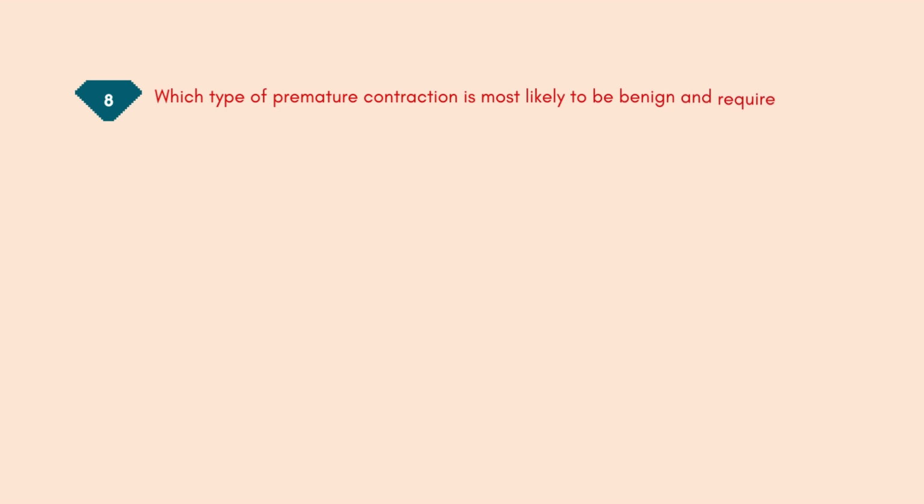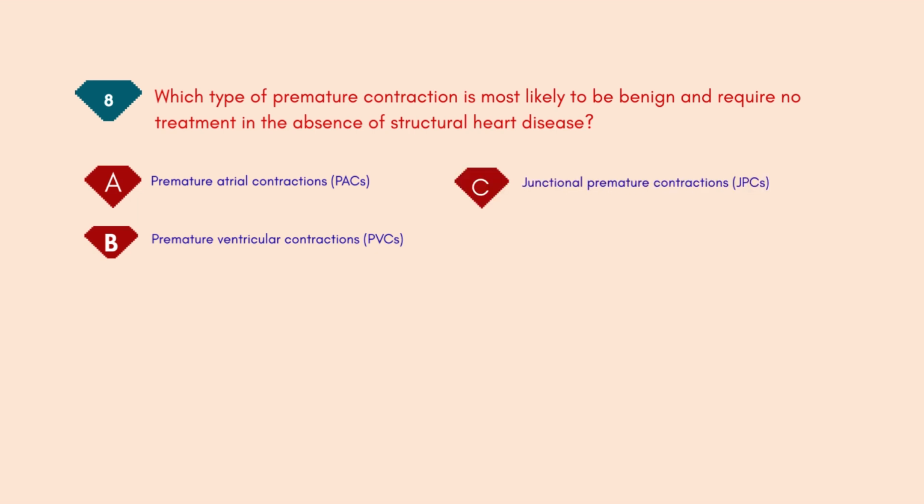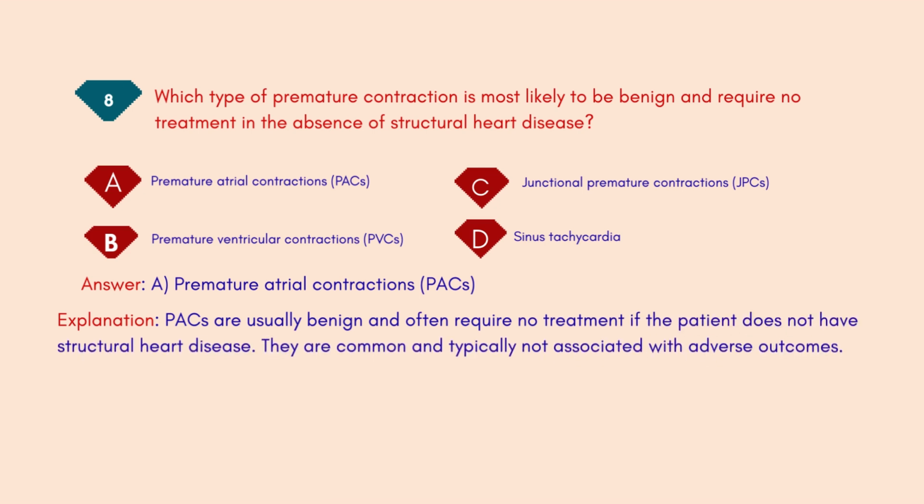Which type of premature contraction is most likely to be benign and require no treatment in the absence of structural heart disease? A. Premature atrial contractions, PACs. B. Premature ventricular contractions, PVCs. C. Junctional premature contractions, JPCs. D. Sinus tachycardia. Answer: A. Premature atrial contractions, PACs. Explanation: PACs are usually benign and often require no treatment if the patient does not have structural heart disease. They are common and typically not associated with adverse outcomes.